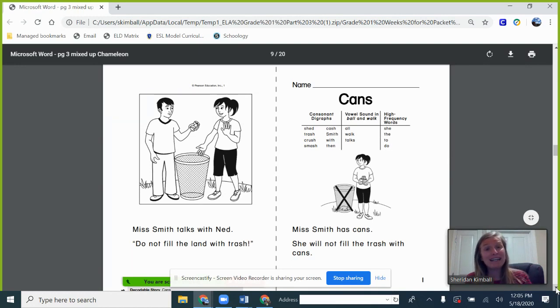So let's start by reading the title. Remember, a good reader is going to touch every word that they read. So make sure you're moving your finger when you practice your reading with me. Let's start with the title.